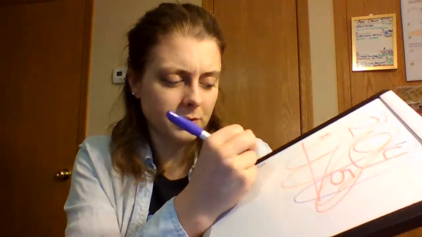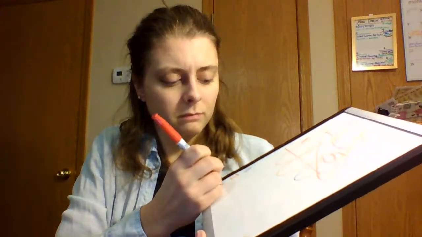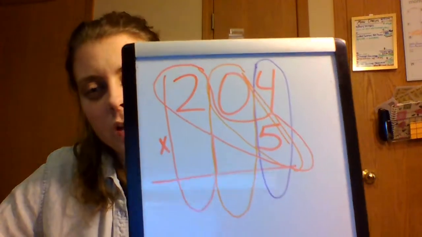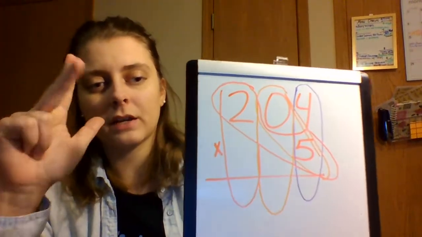Step 1 is our ones. Step 2 is going to be the tens. And then step 3 is your hundreds. Purple is your step 1, remember? Orange is 2. Red is 3. Here we go. Ones column, 4 times 5. I can use my 5 skip counting, 5, 10, 15, 20.